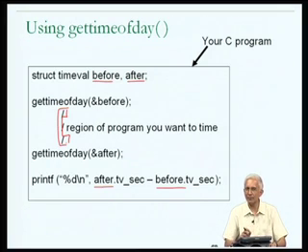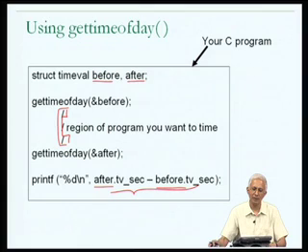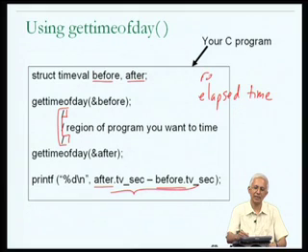Therefore, you can use get time of day by inserting calls before and after, and subsequently computing the difference between the after value and the before value in order to measure the amount of real time. So, the important thing to remember is that what we are talking about here is elapsed time. Get time of day returns a real or elapsed time or wall clock time value.